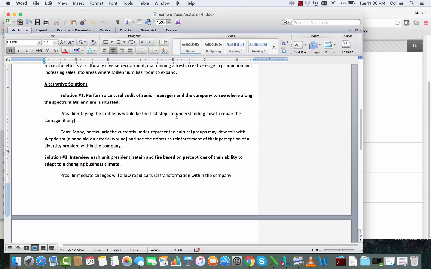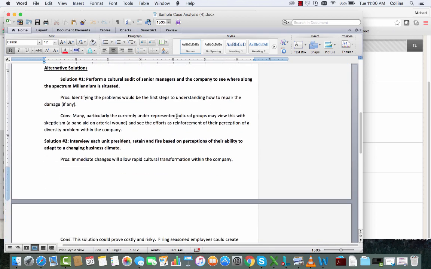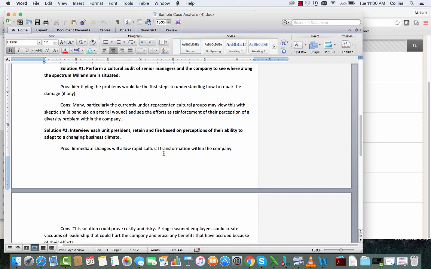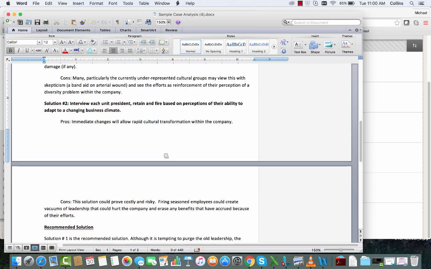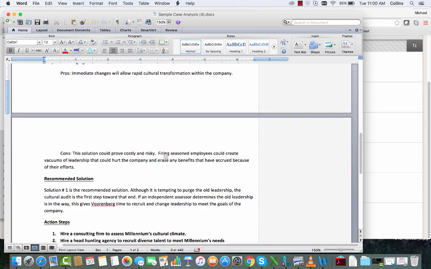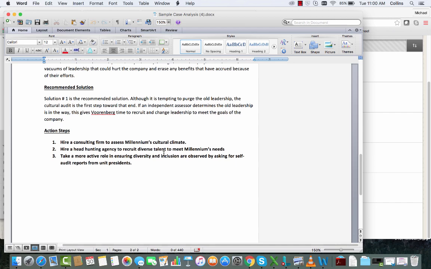So here's a couple of solutions. These are mine. Solution 1: perform a cultural audit. Solution 2, I provide pros and cons: interview each unit president, retain and fire based on perceptions of their ability to adapt to change. I went with solution number 1. Attempting to purge old leadership, the cultural audit is the first step toward that end.